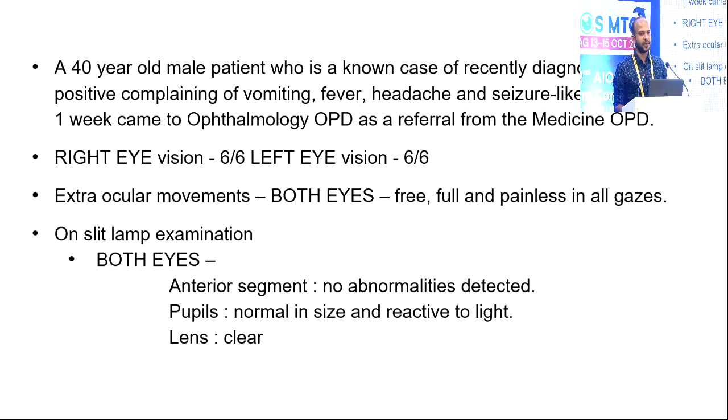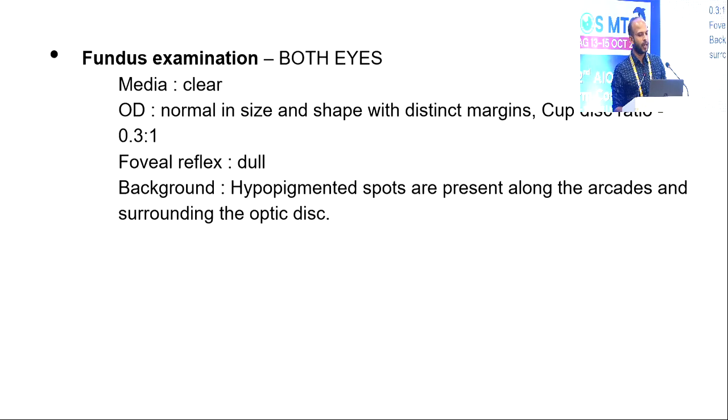Right eye visual acuity 6/6, left eye visual acuity 6/6. Extraocular movements in both eyes are free, full, and painless in all cases. On slit lamp examination, both eyes, anterior segment, no abnormalities detected, pupil normal in size and reacting to light, lens clear. Fundus examination shows clear media with optic disc normal in size and shape with distinct margins, cup disc ratio of 0.3:1. Foveal reflex is dull in both eyes.